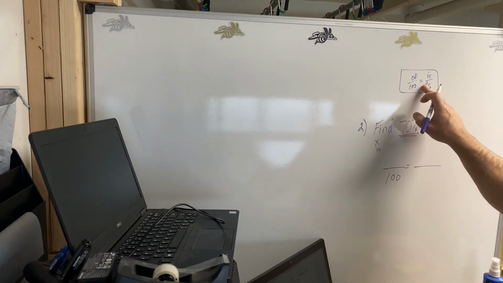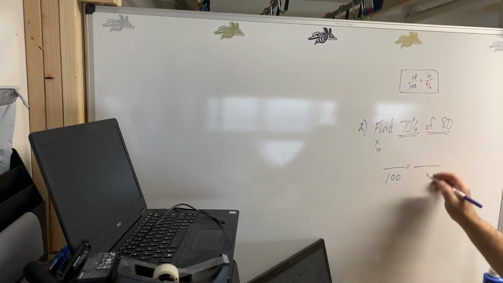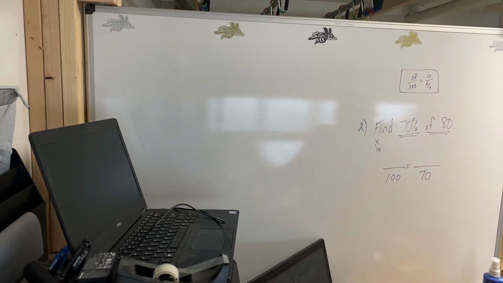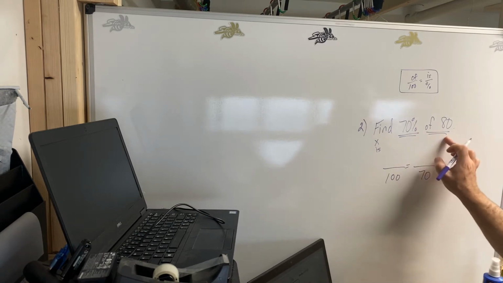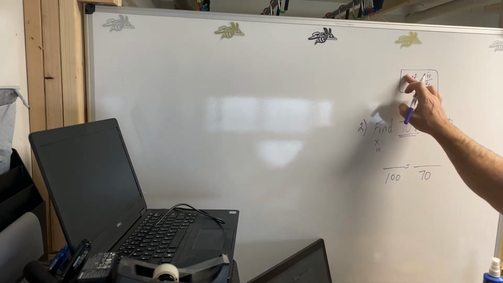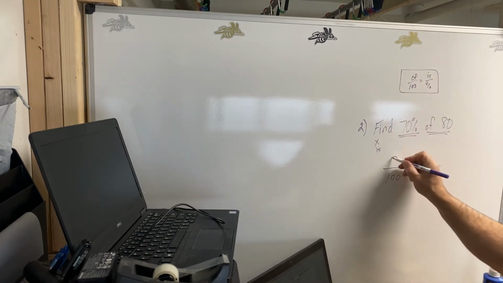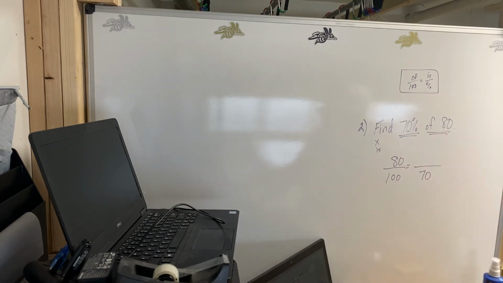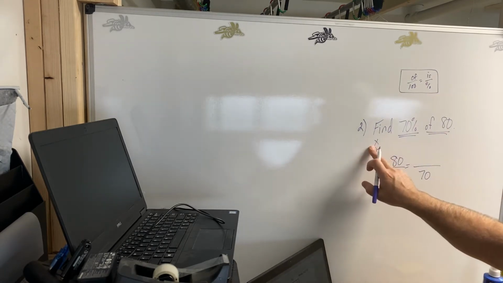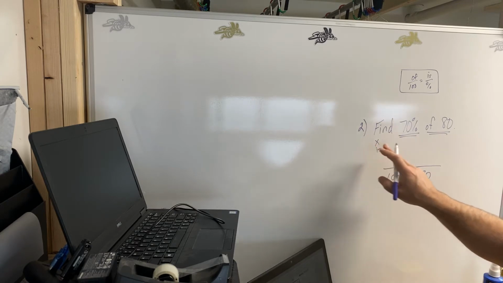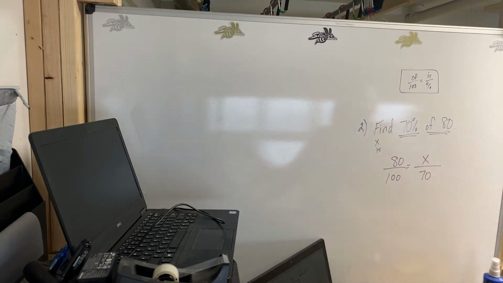70%. Percent goes on the bottom, so 70 is going to go right over here. Of 80. Of is in the top left, so your 80 goes right here. X we established because there was no is in the problem, so is going to be our X. Now, we've successfully once again set up our proportion.